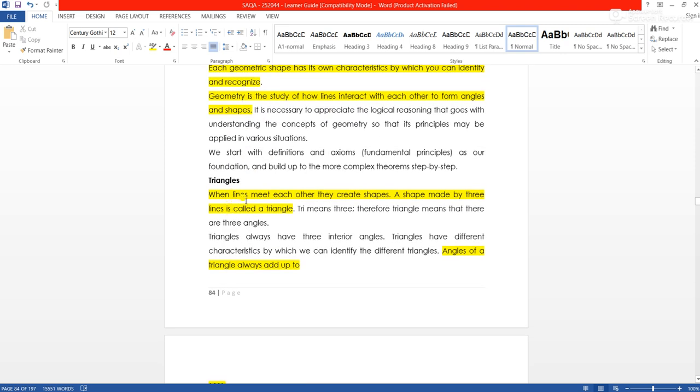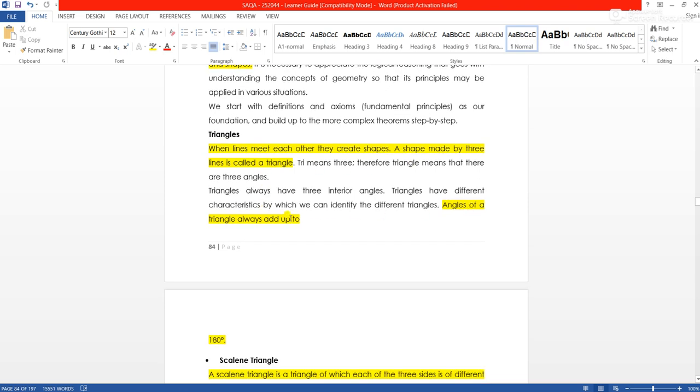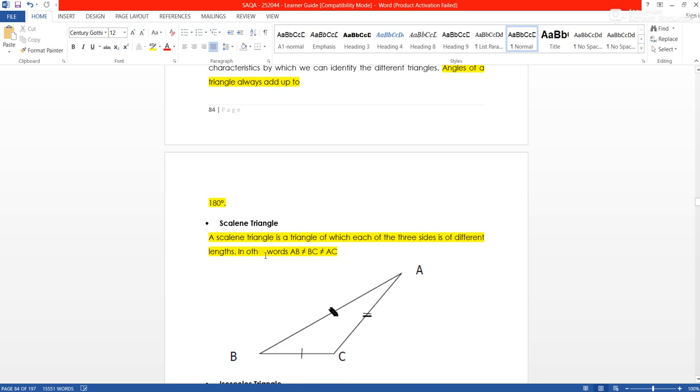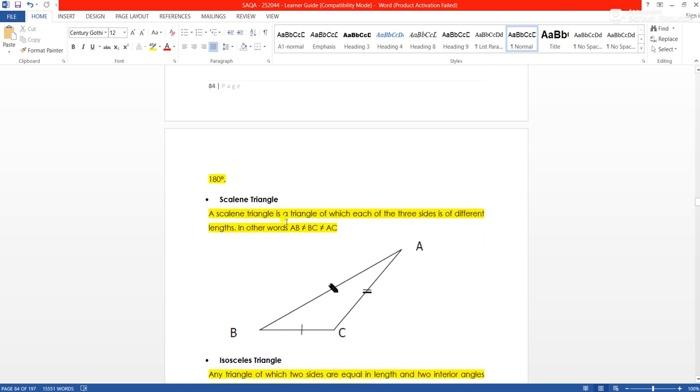Also, you've got triangles. When lines meet each other, they create shapes. A shape made by three lines is called a triangle. The angles of a triangle always add up to 180. We've got types of triangles. We've got the scalene triangle. A scalene triangle is a triangle of which each of the three sides is of a different length. In other words, AB is not equal to BC.